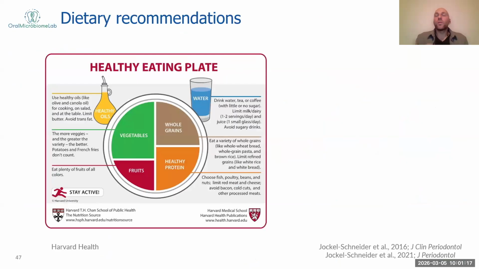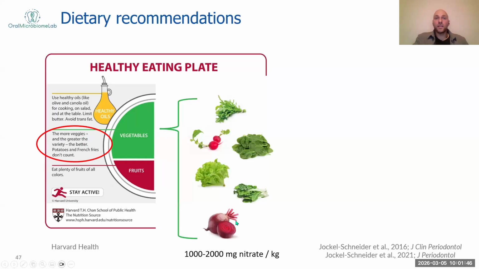There are no common oral health products now with prebiotic nitrates, but we can already start increasing our salivary nitrate in a way that's definitely recommended by healthcare authorities just by eating more vegetables. Harvard Health, for example, states that the more vegetables and the greater the variety, the better. So we can already start selecting these very healthy vegetable types.